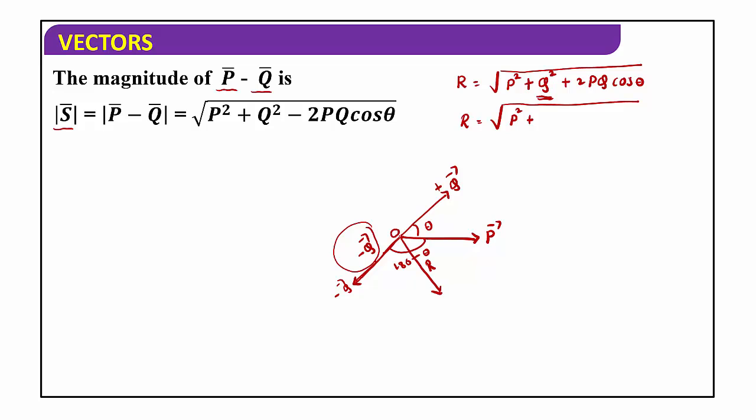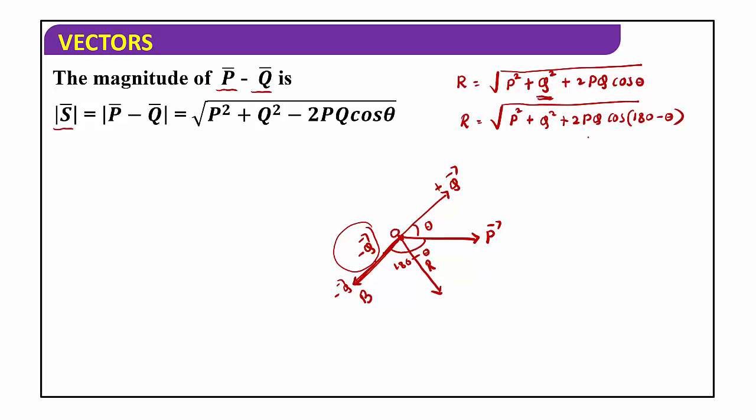Just we have to write the length from O to B. The length of OB is measured, so I am going to write the value here. Don't write the negative sign. P square plus Q square, keep as it is, plus 2PQ cos theta. In place of theta, what we have to write? Cos, keep as it is. Theta is how much? 180 minus theta.